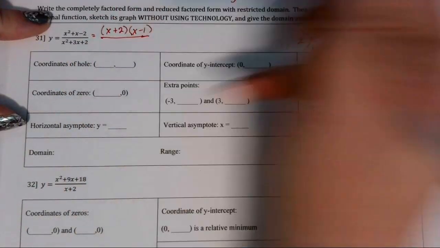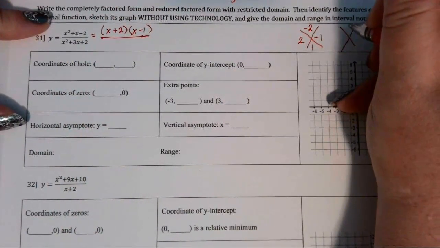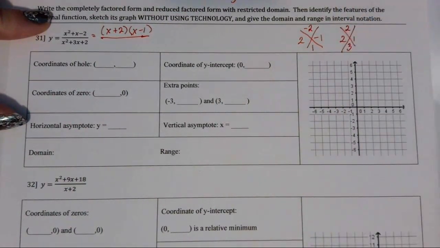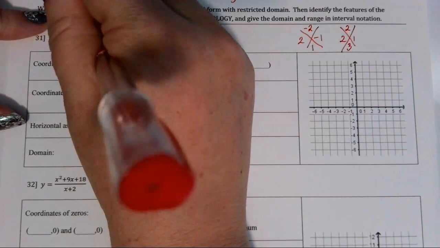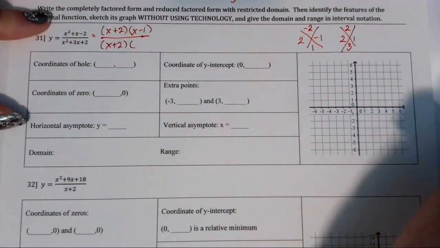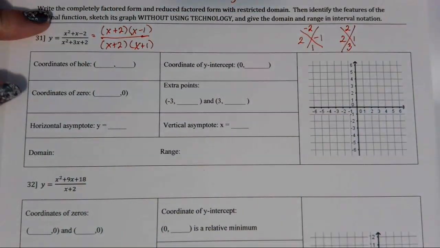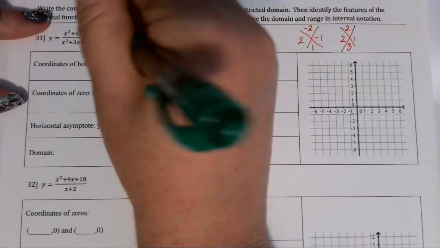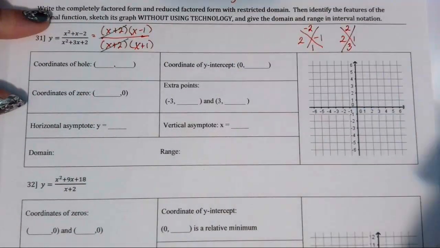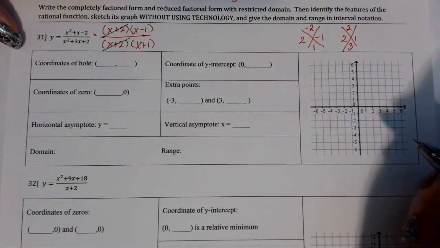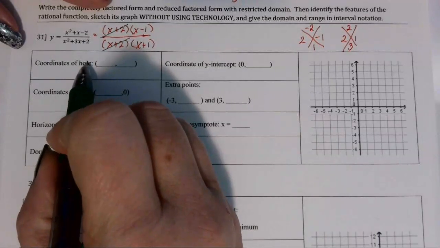Then for the denominator, we're looking for factors of 2 that add to equal 3, which would be +2 and +1. So the denominator factors as x plus 2 times the quantity x plus 1. And we have common factors in the numerator and denominator of x plus 2. Those will cancel and create a hole in the graph.